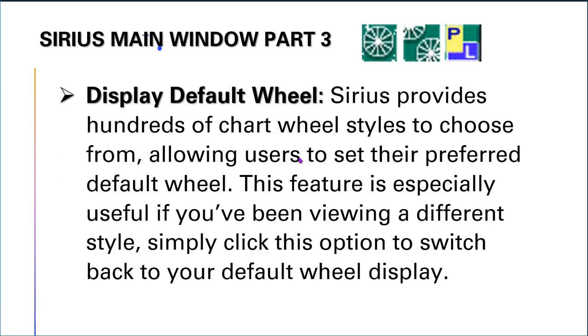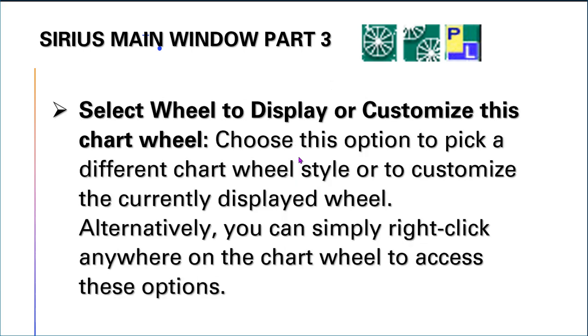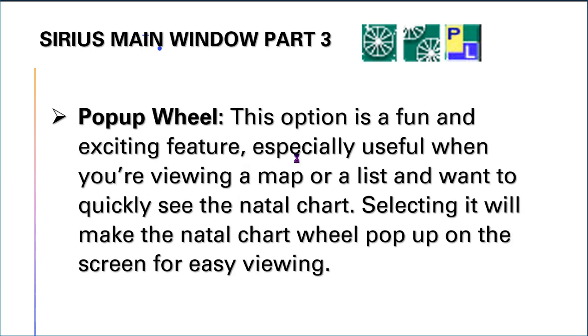So to display the default wheel, Sirius provides us hundreds of chart wheels to choose from. So you can choose whichever you want, and you can click on that to display the default wheel. And then the next one is the select to display or customize the wheel. This option is actually, you can just right click and you can bypass this part. And then the next one is the pop-up wheel.